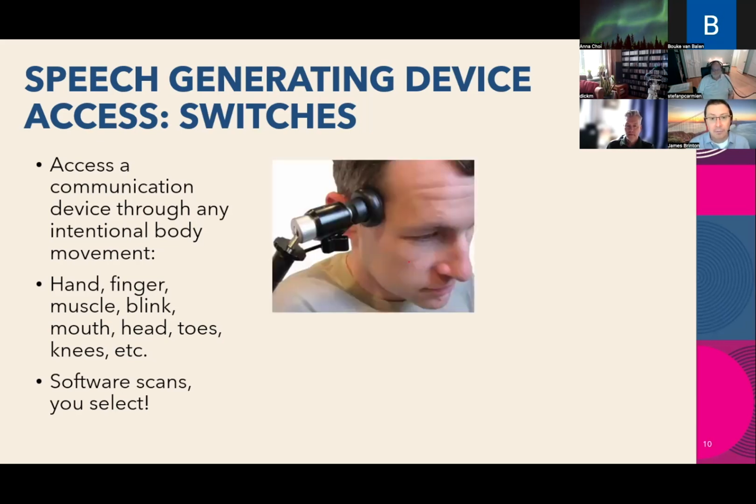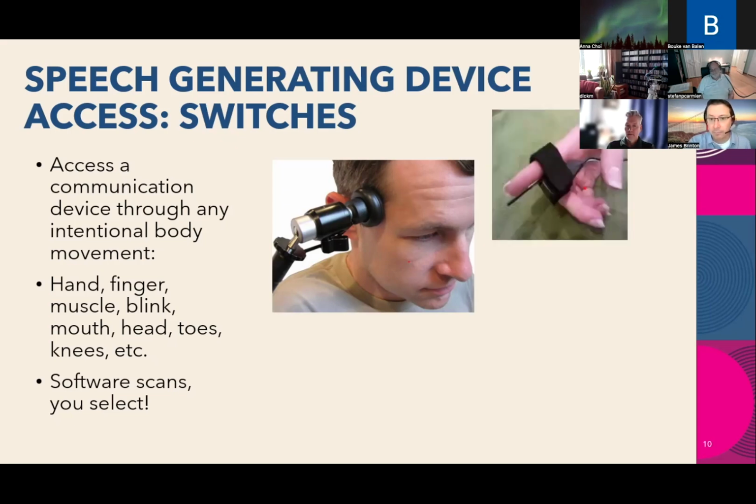This is an example of a head switch, someone sitting in a wheelchair, if they can move their head sideways. Now that takes a certain amount of control. That's what a head switch looks like. Here we have a micro finger switch that is Velcroed to the person's finger, and if the person can slightly move their finger, they can activate that switch and select something on the communication device screen.